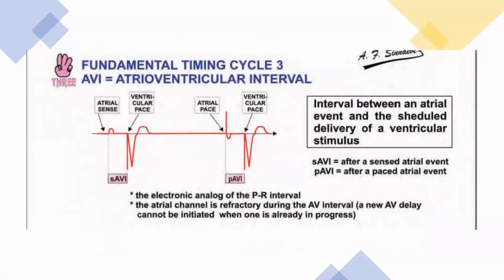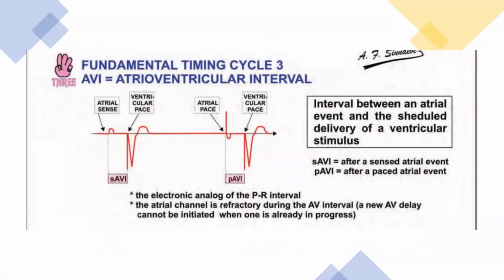Then we have the very important interval, which is the link between the atrial channel and the ventricular channel. It's called the AV interval. What's meant by AV interval? The AV interval is the triggering or the link between the atrium and the ventricle. When the pacemaker gets an atrial beat, it needs to connect it to a ventricular beat.